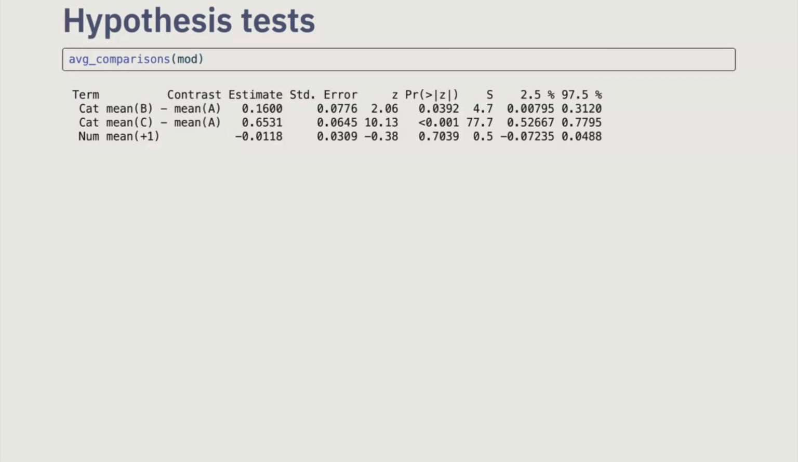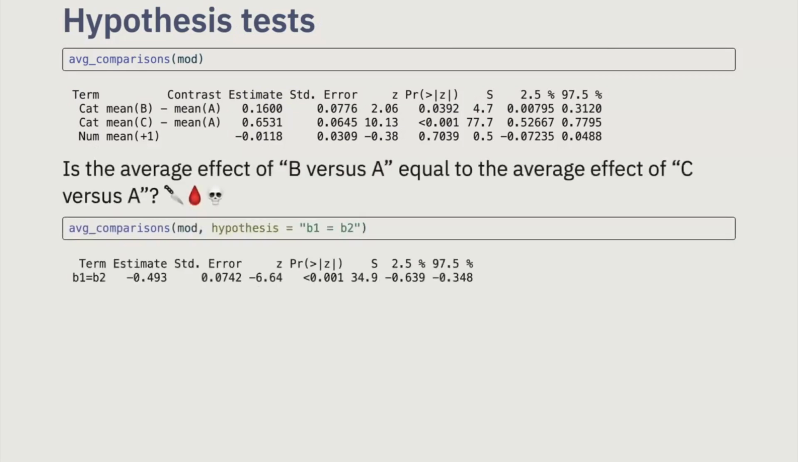Well, what I can do is use the hypothesis argument, which I've shown you already. So the question here is, is the average effect of B versus 1 equal to the average effect of C versus 1? And here we get an estimate. That's the difference in effect sizes, right? This is not an effect size. It's a difference in risk differences, right? So a difference in differences, essentially. And we see that this difference is indeed statistically significant. So we can rule out the idea that B has the same effect as C relative to A.